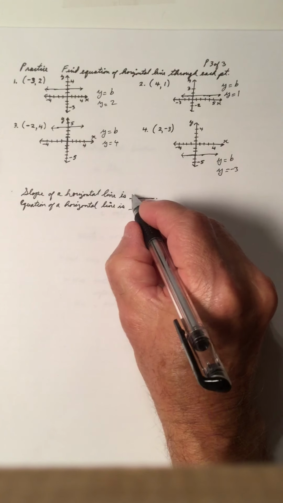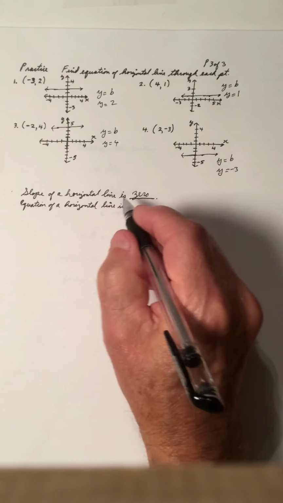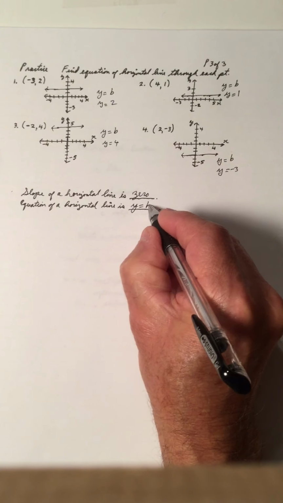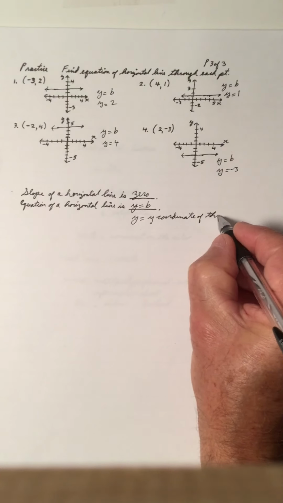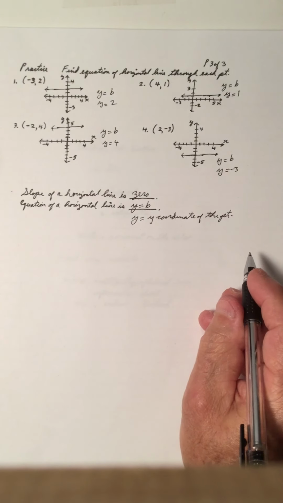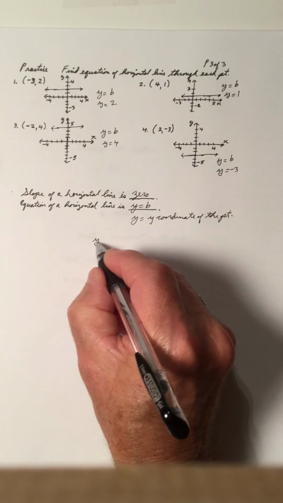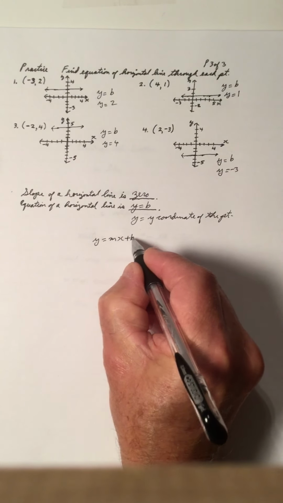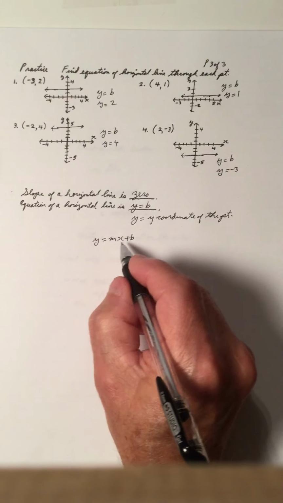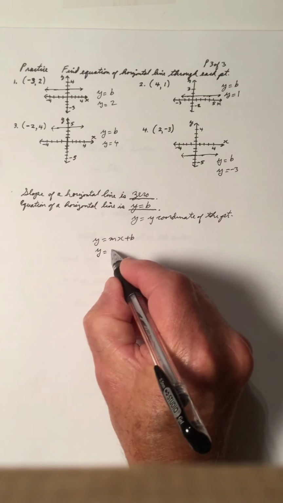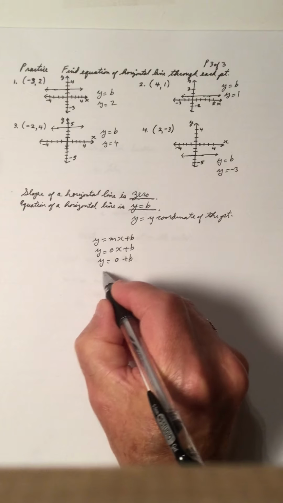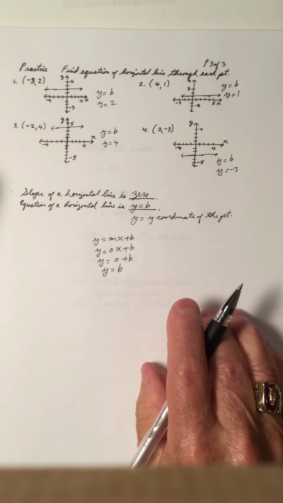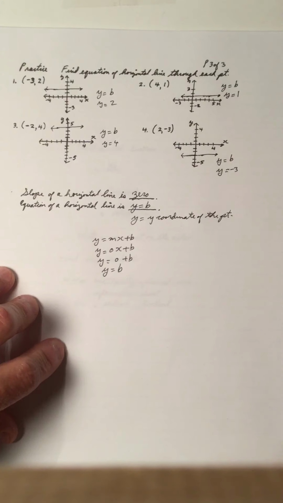The slope of a horizontal line is 0. The equation of a horizontal line is y equals b, or y equals the y coordinate of the point. And y equals mx plus b is the slope-intercept form. So if your slope is 0, 0x plus b, so 0x is 0. So again, the equation of a horizontal line is y equals b, or the y coordinate.